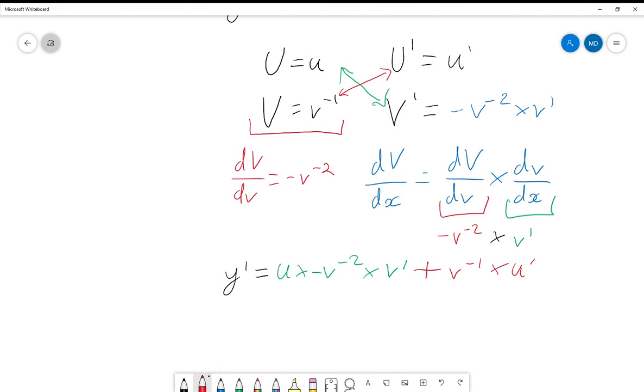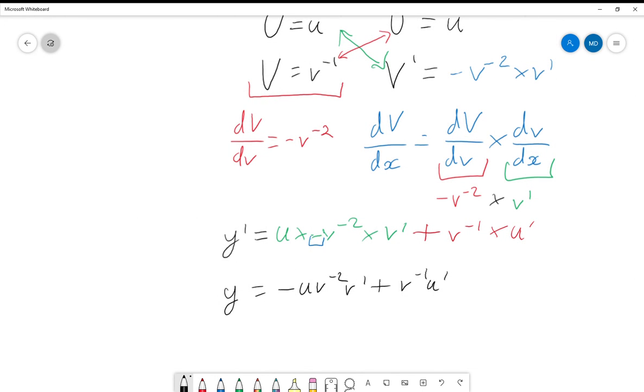Which looks really nice, apart from a few details. We've got this negative here, which is a little bit nasty. We don't really want to deal with that, or at least we want to put it somewhere else, and we want to simplify everything. So let's write this in a simpler form. y dash is equal to negative u v to the minus 2 v dash plus v to the minus 1 u dash.